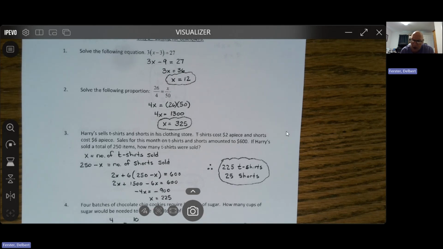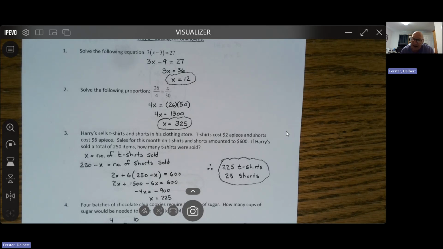Distributing the 6 gets us to 6 times 250, that's where the 1,500 came from. 6 times negative X is negative 6X. Combining like terms, 2x and negative 6x gets you negative 4x. I went ahead and subtracted 1500, and that's how we got negative 900 over there on the right side. Another clean divide by negative 4, and x comes in at 225.